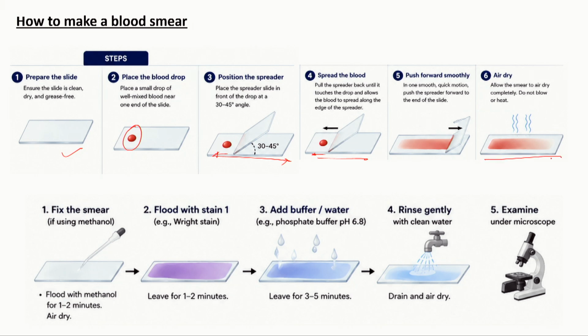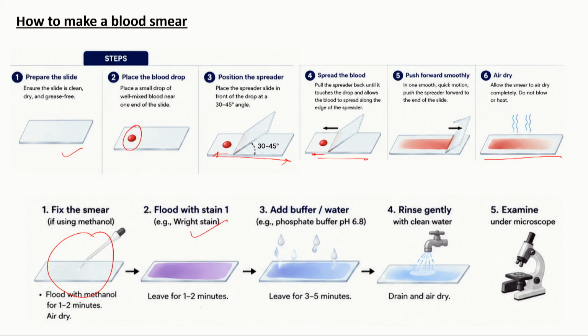We can keep it for air drying, and once it dries out, we can stain it and see what cells are there. To stain, we can fix the blood smear with a little methanol. So we add methyl alcohol, and once we add alcohol, then we can put some kind of stain, and one of the stains is called Wright stain.